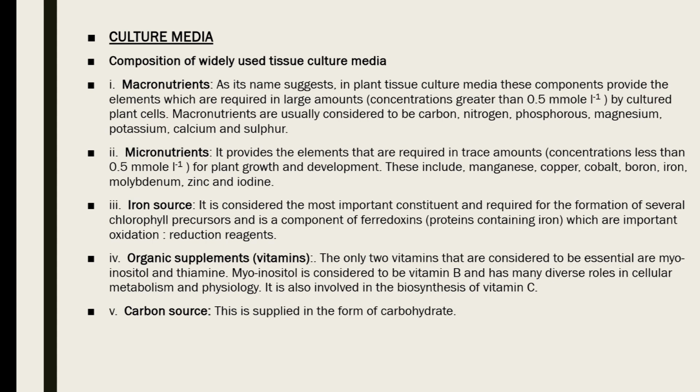2. Micronutrients. It provides the elements that are required in trace amounts, concentrations less than 0.5 millimole, for plant growth and development. These include manganese, copper, cobalt, boron, iron, molybdenum, zinc and iodine. 3. Iron source. It is considered the most important constituent and is required for the formation of several chlorophyll precursors and is a component of ferredoxins, proteins containing iron, which are important oxidation reduction reagents.